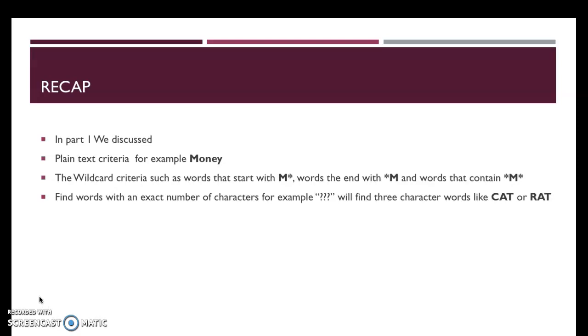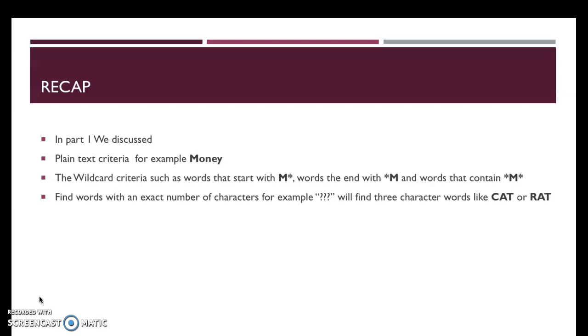So we talked about when you're trying to find an exact word or plain text criteria, for example, the word money, you would type money in criteria. Then we talked about wildcard criteria such as finding words that start with the letter M, where your criteria would be M asterisk. Finding words that end in M, your criteria then would be asterisk M. And then finding words that contain words, letters, or strings. So for example, finding a word that contains the letter M, your criteria then would be asterisk M asterisk.